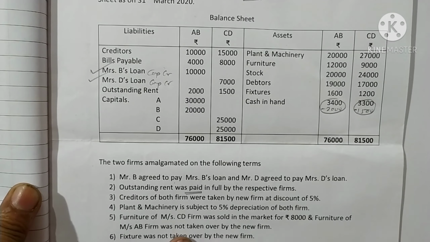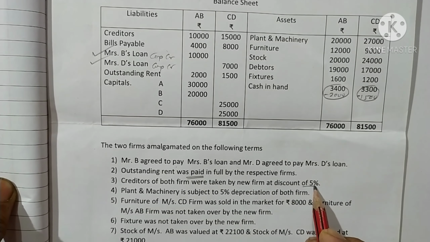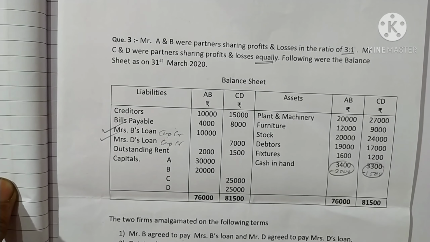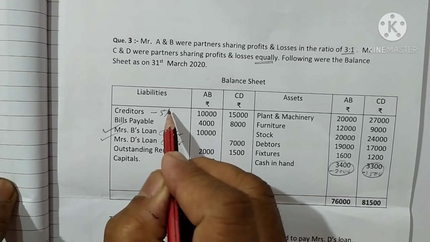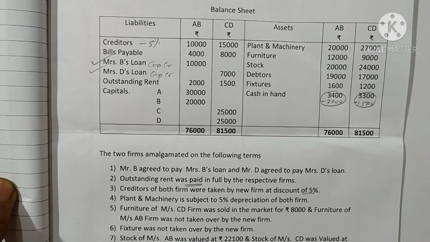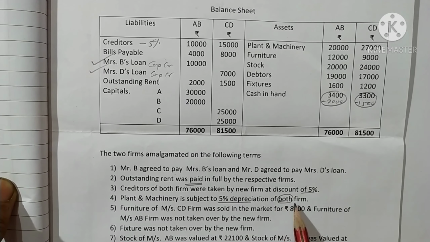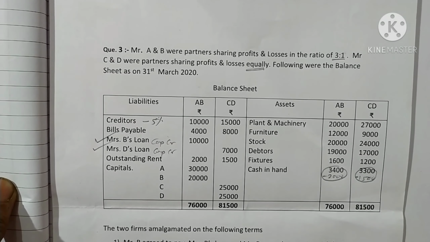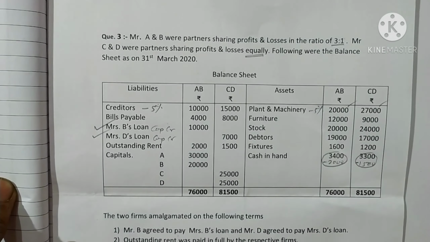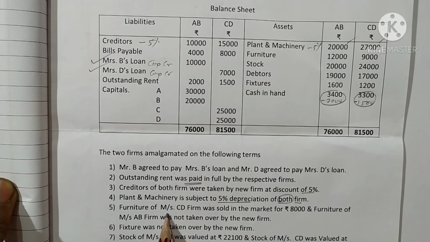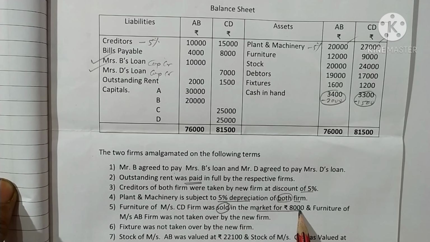Now next one. Creditors of both firms were taken by the new firm at a discount of 5%. Here creditors will have a 5% reserve for discount. We have to subtract creditors. Next, plant and machinery is subject to 5% depreciation of both firms. We have to take out the plant and machinery 5% deduction.